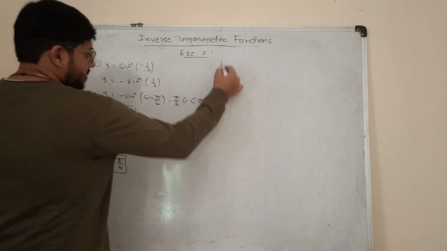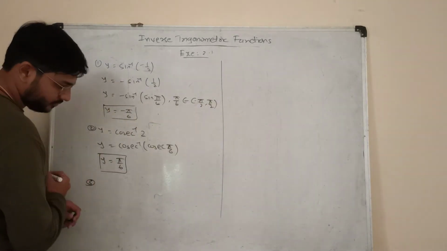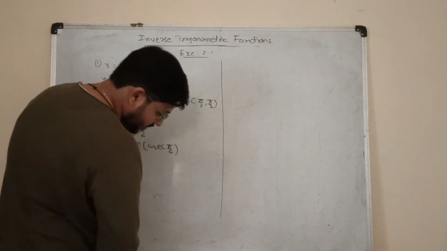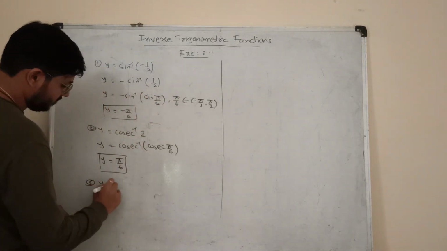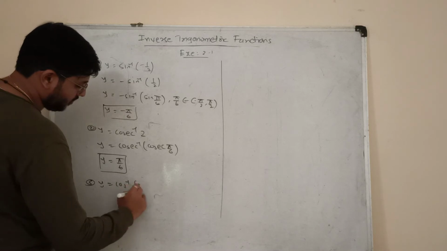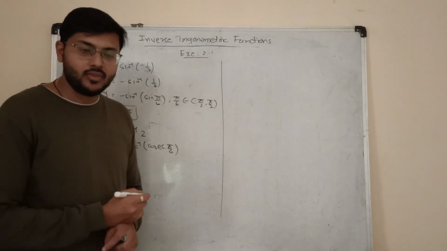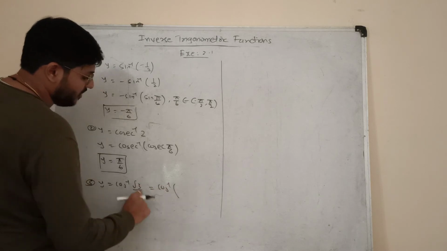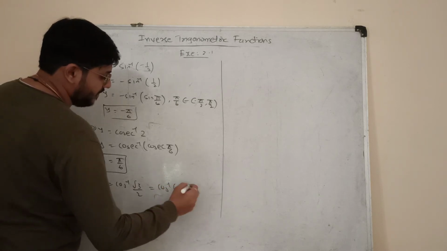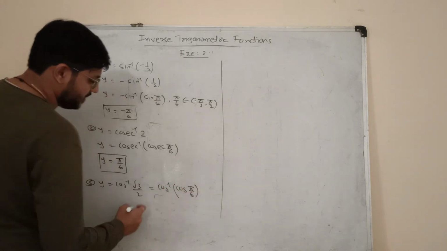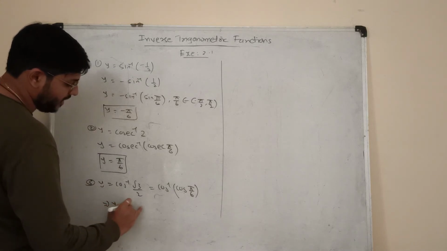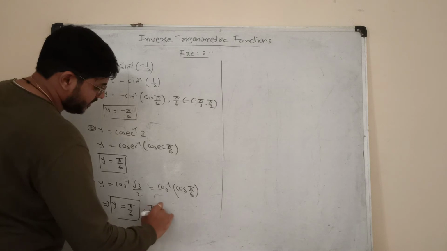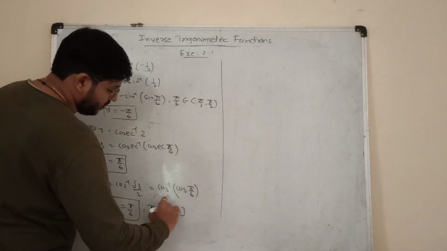Okay, next number 3. Number 3 has y equals cos inverse root 3 by 2. Okay, so now we need to find out where the root 3 by 2 answer is there in terms of cos. So it will be cos of pi by 6, and now if you remove function and inverse, then it will be pi by 6. The reason is pi by 6 again belongs to 0 to pi.